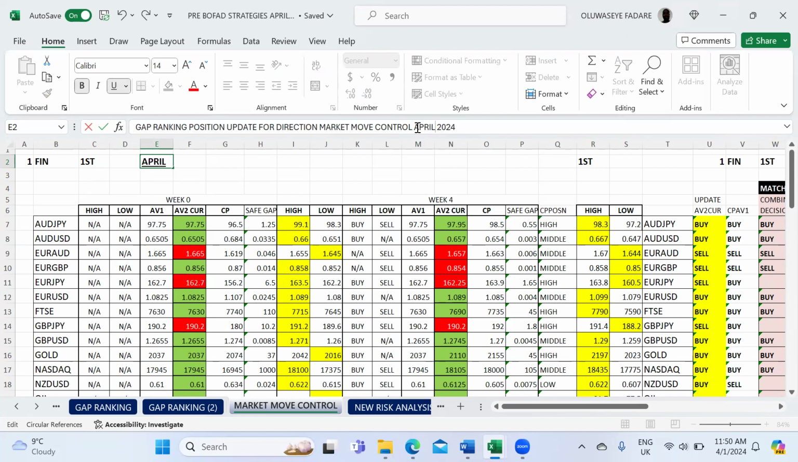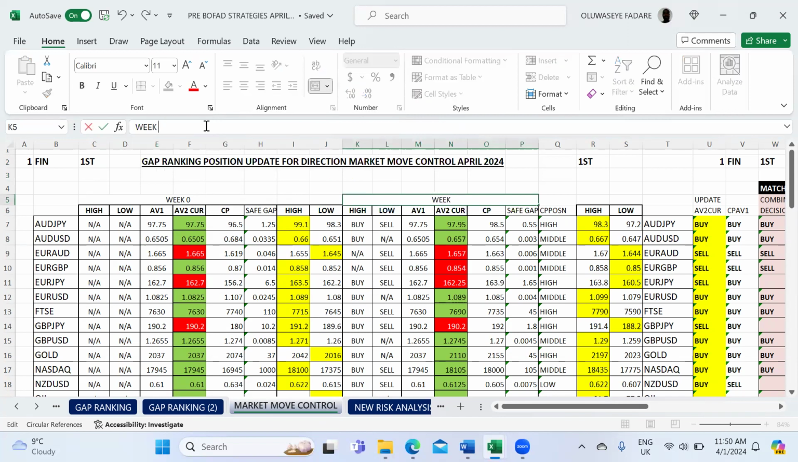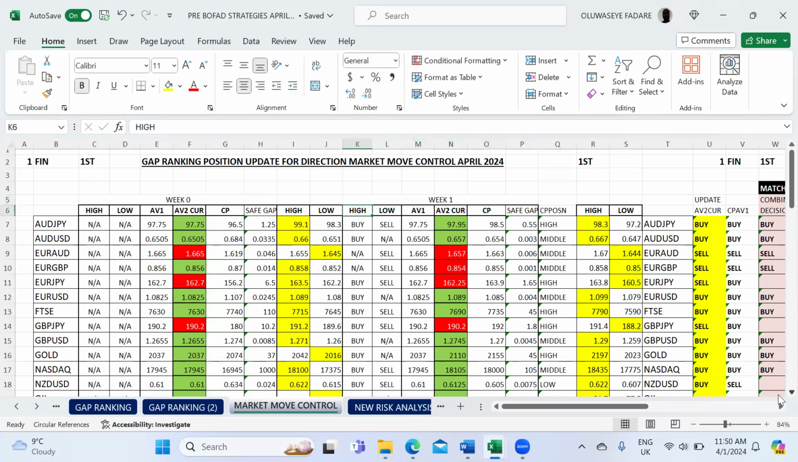So the update is good for April. Because we are going to be in April, we're going to get our week 0 April, and then we are just in week 1, so we get the update for week 1, and then we get all the high and low for the periods, and every other information that we need.